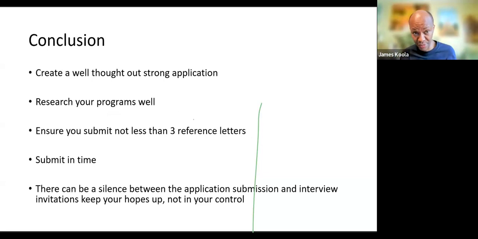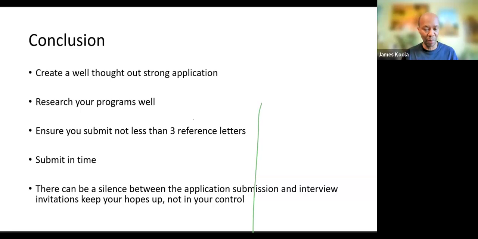So in conclusion, you need to create a well thought out, strong application. You need to research your programs well. Ensure you submit not less than three reference letters. Submit your application in time. Make sure you submit your application in time. I cannot overemphasize that.